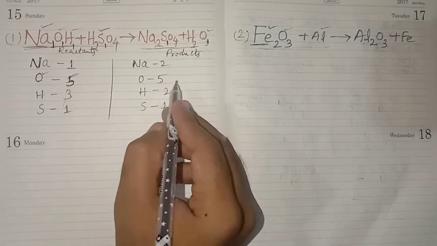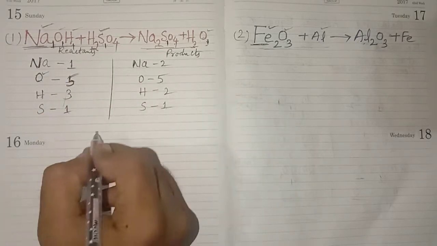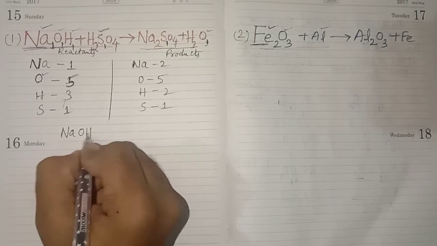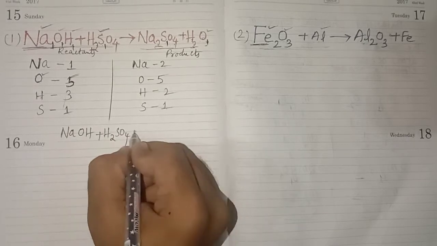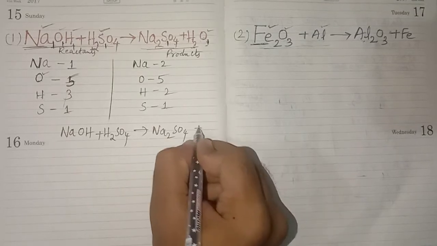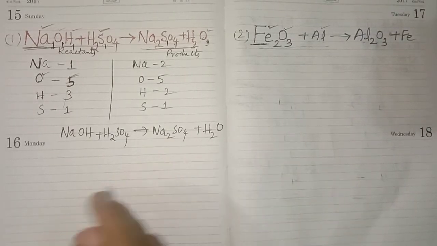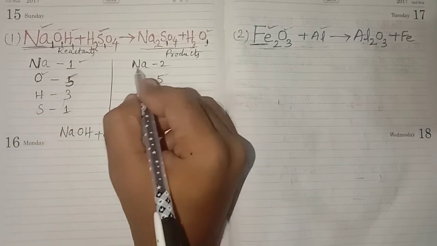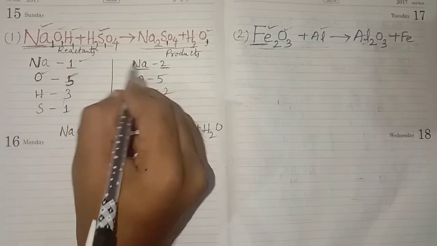So once you check, again write the chemical equation: NaOH plus H2SO4, which gives Na2SO4 plus H2O. So observe here, 1 atom of sodium, 2 atoms of sodium. So sodium is unbalanced here.